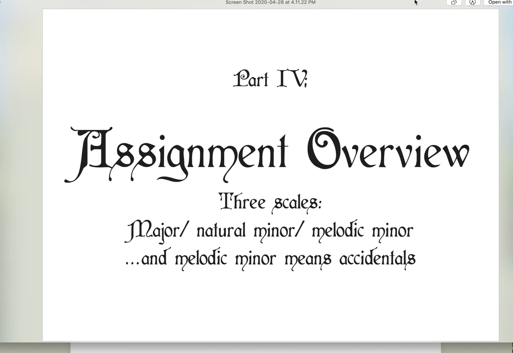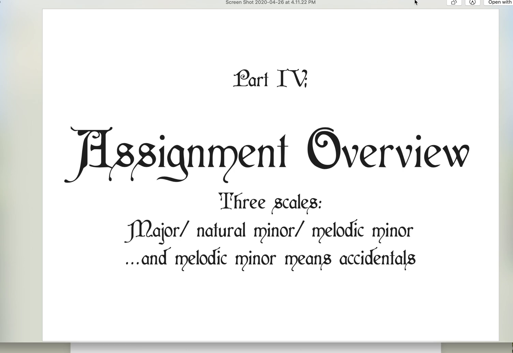Yes, part 4, assignment overview. Three scales, 1, 2, 3. The first is major. The second one is natural minor. The third one is melodic minor. And melodic minor means accidentals. Now, in case you're saying, hang on, I don't know what natural minor and melodic minor are. How am I supposed to input them if I don't know what they are? Well, that's what we're going to be going into right now. Have no fear. All right?